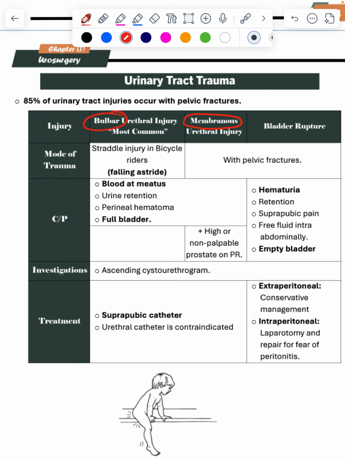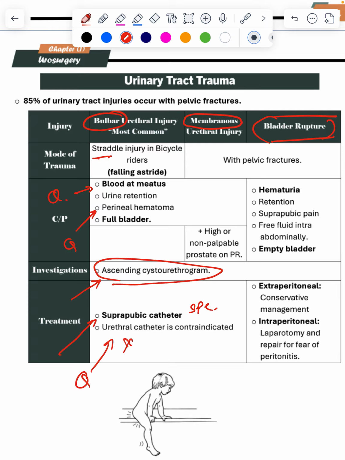So membranous urethra, bulbar urethra and bladder. 3 different types of injuries. So straddle injury, bulbar. Blood at the meatus, perineal hematoma. This is the question. Ascending urethrogram is the investigation. You just check, and treatment is suprapubic catheter, SPC. So urethral catheter is contraindicated. These are all questions.